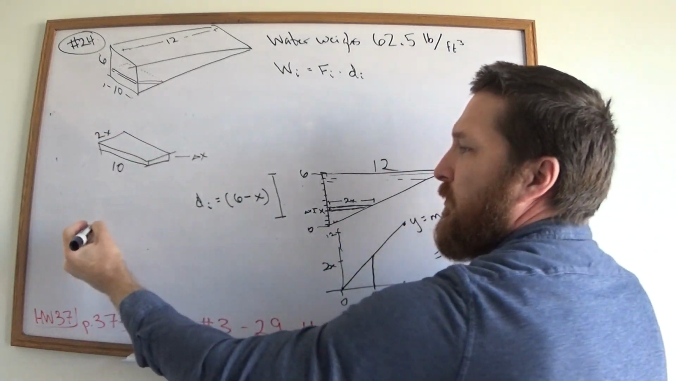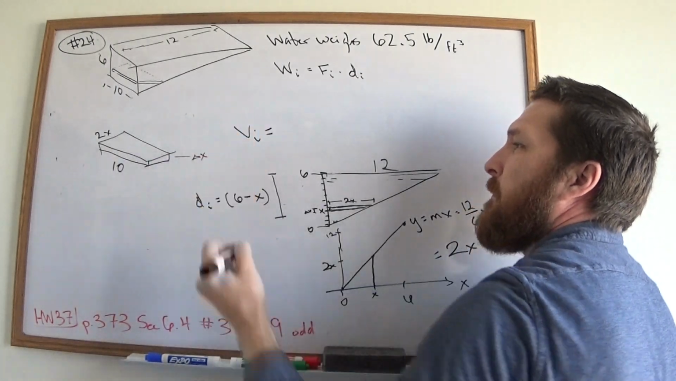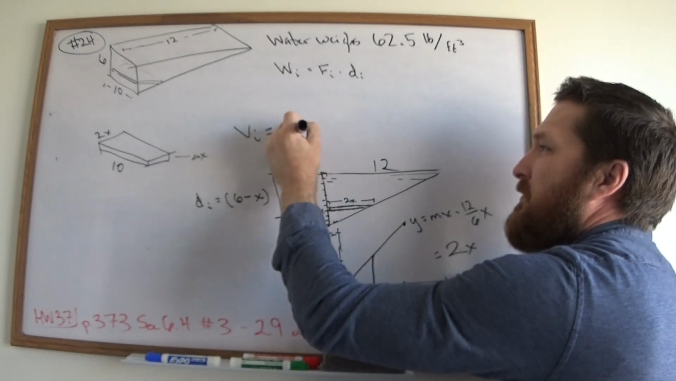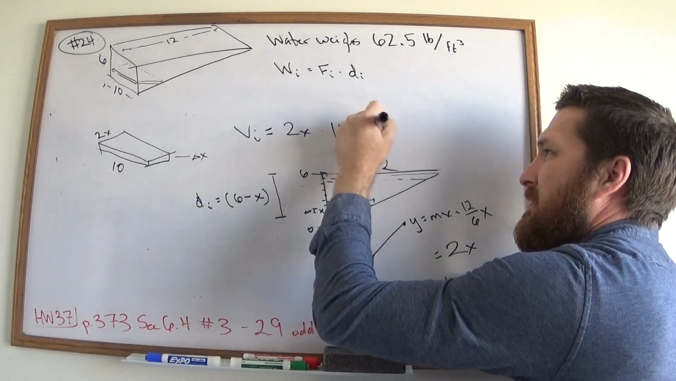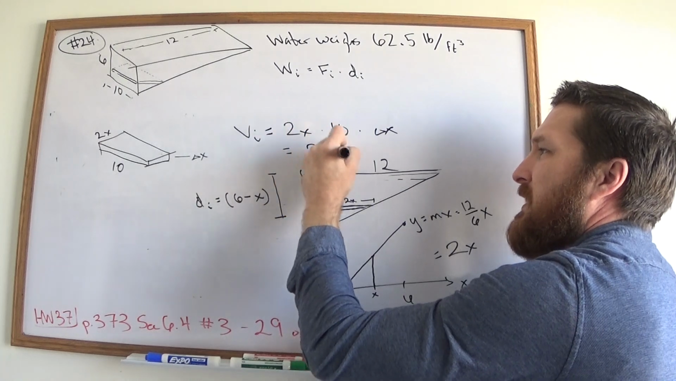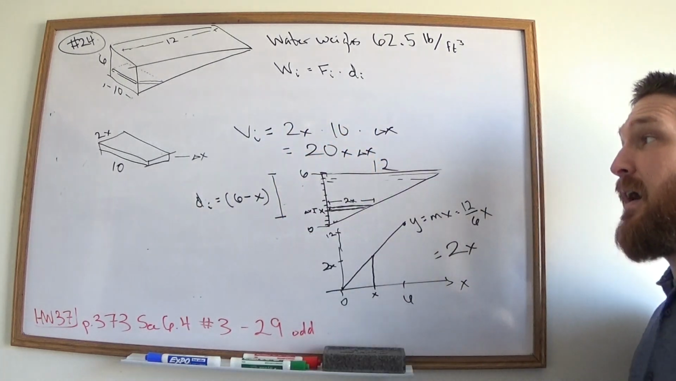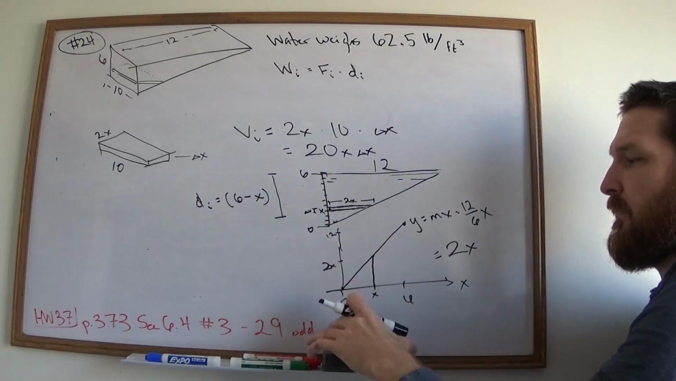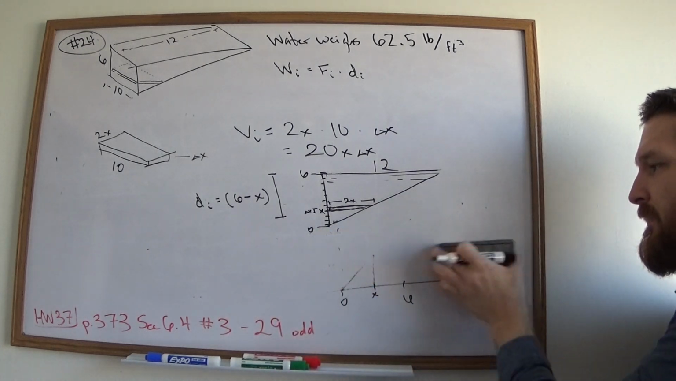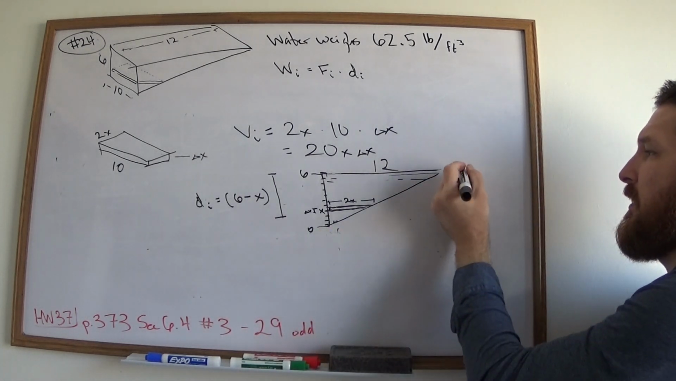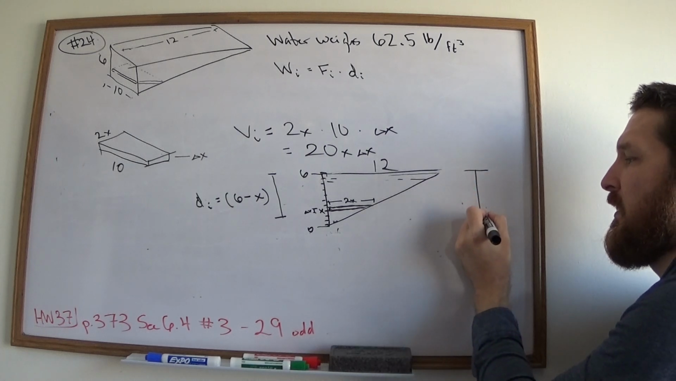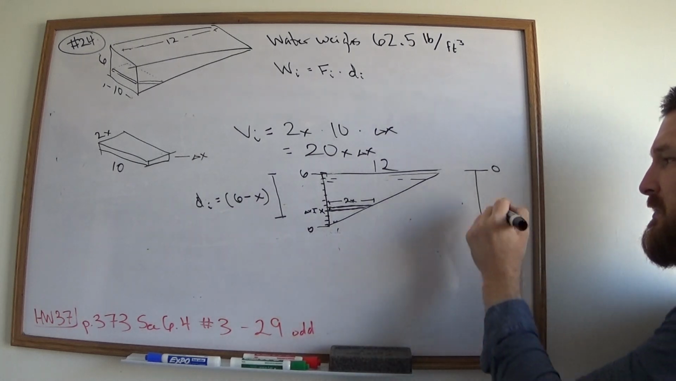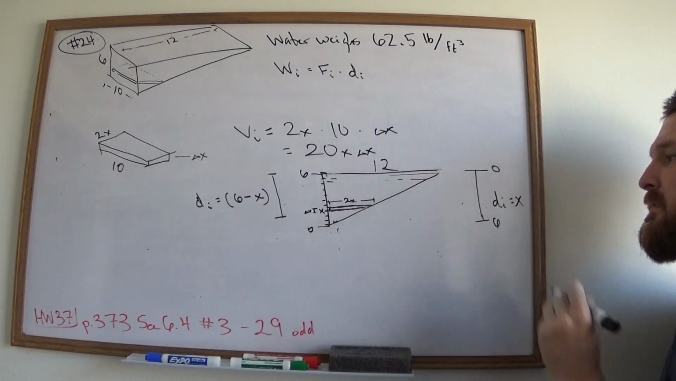So now my ith volume is what? 2x times 10 times delta x, or we could rewrite that as 20x delta x. Not too bad. Let's look at what would have happened if I would have named it the other way. That is, if I would have said, okay, why don't we call this guy 0 and this guy 6, in which case di would have just been x, right?